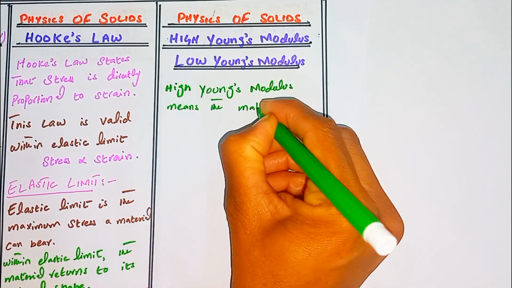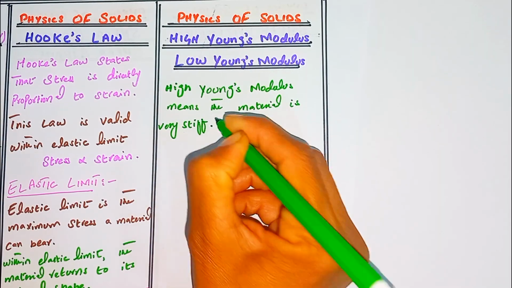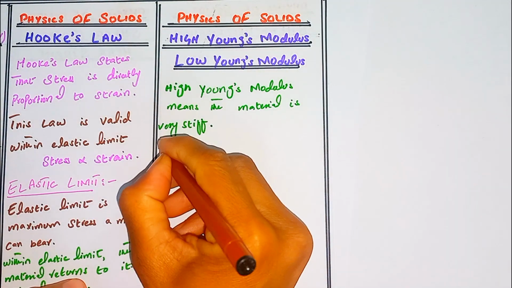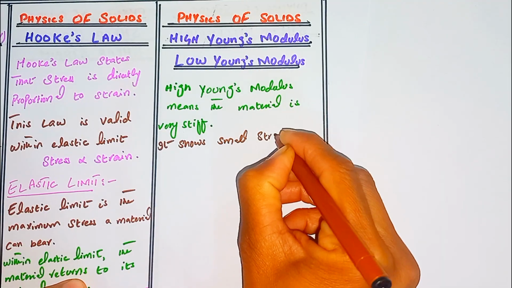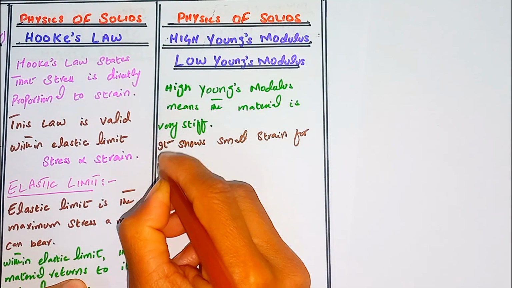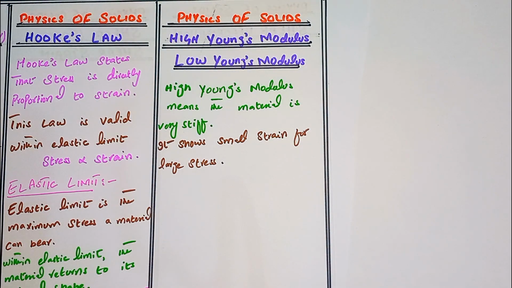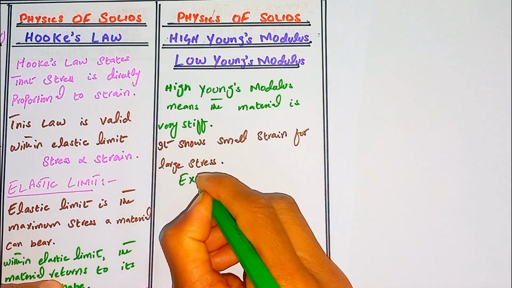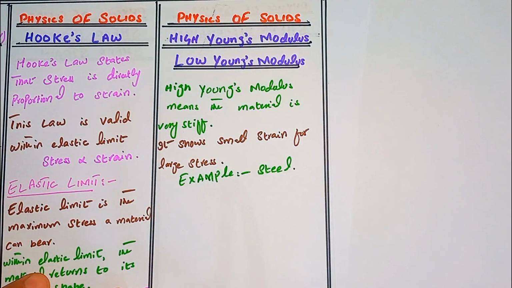So high Young modulus means the material is very stiff. It shows small strain for large stress. As an example of high Young modulus, we take steel, which produces a small strain when we apply a large stress.